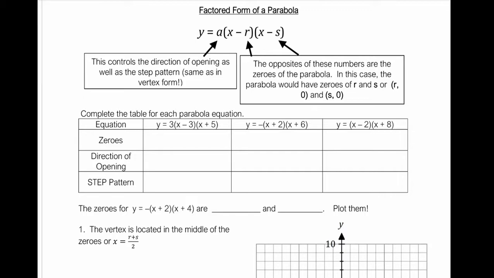So our general form for our parabola in factored form is y equals a times, and then in brackets, x minus r times x minus s. So this is the factored form of a parabola.